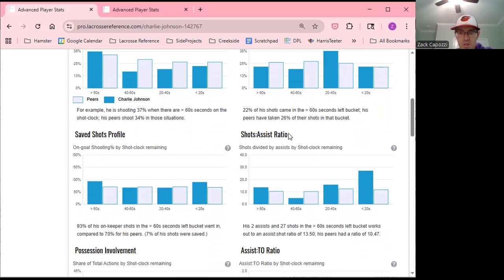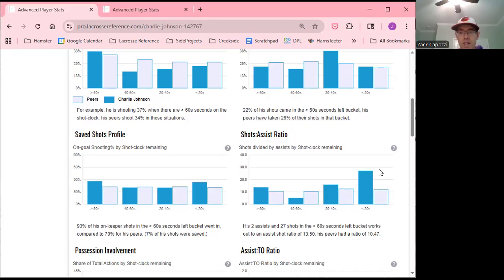Shots to assist ratio is that. We take the number of shots he had in each of these sections divided by the number of assists, and then we can compare that against that peer group. For a guy who made his mark as a facilitator, he actually is much more likely to shoot at the end of the clock. He had 27 times as many shots as he did assists when there's less than 20 seconds left on the shot clock, compared to about half that ratio in the early buckets. Compared to that peer group, he was more likely to shoot early, a lot less likely to shoot in that 40 to 60 seconds left bucket, and then towards the end of the clock, really likely.